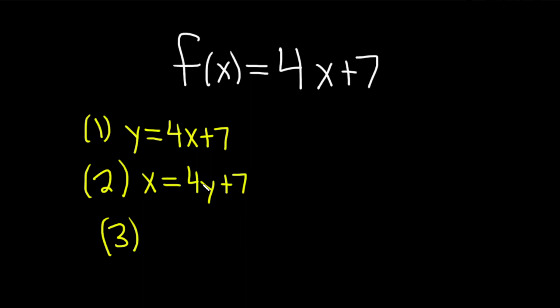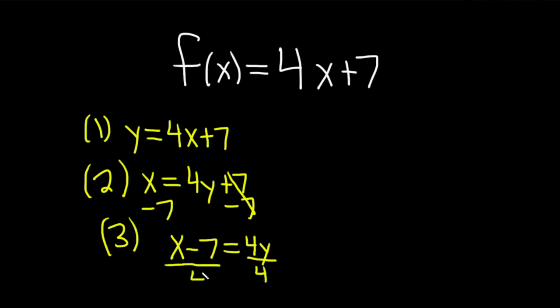So we have to isolate this piece. Since we have a plus 7 here, we can just subtract 7 from both sides. These cancel, so we have x minus 7 equals 4y. So now we need to solve for y. It's being multiplied by 4, so we can divide by 4. Divide by 4. 4 over 4 is going to cancel. So we're left with y equals this.